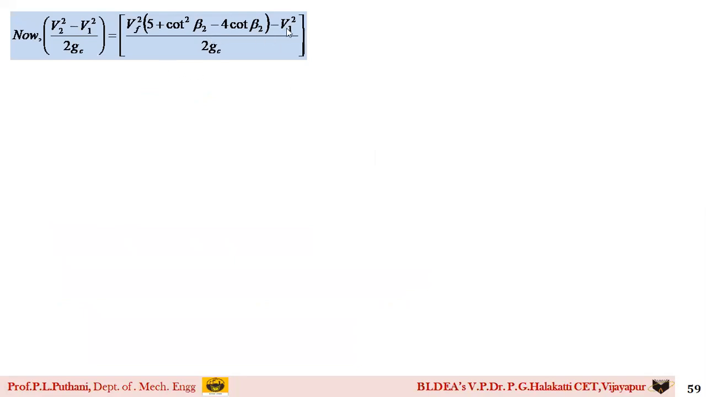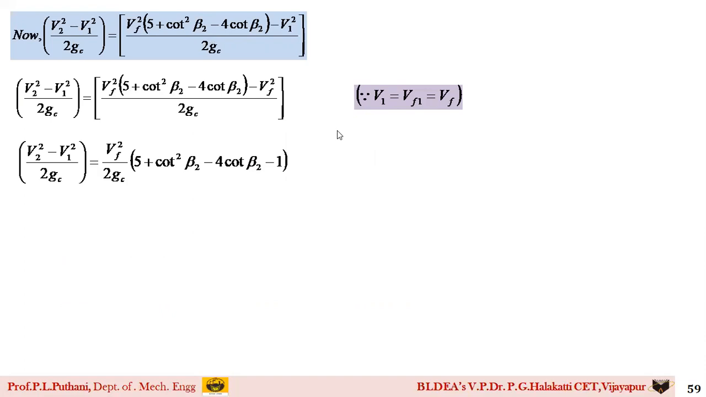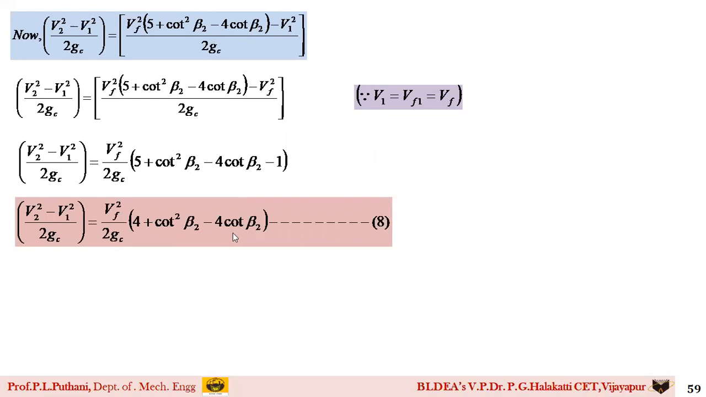Okay, so v1 square is nothing but v1 equal to vf1, which is equal to vf itself. So v1 square I will directly write as vf square. Now if you observe in the numerator, the vf square term is common. I will take it out, which means it becomes 5 plus cot square beta 2 minus 4 cot beta 2 minus 1. So here 5 minus 1 is 4. We get 4 plus cot square beta 2 minus 4 cot beta 2. Then we are getting the form of v2 square minus v1 square by 2gc. We have got this value.